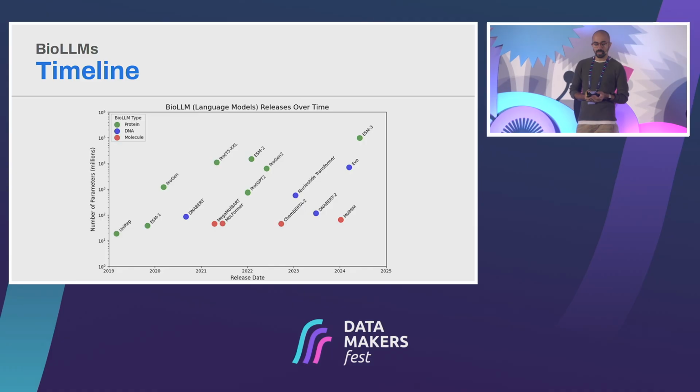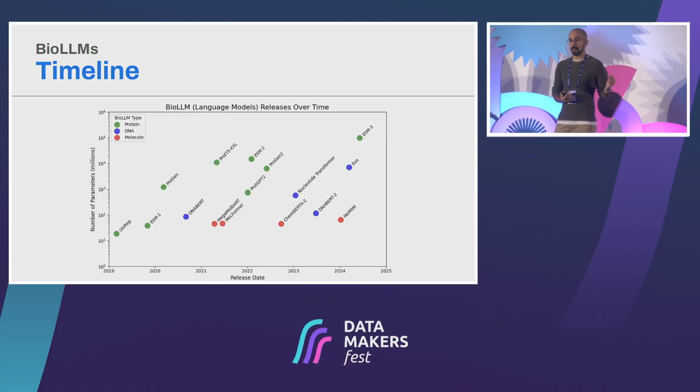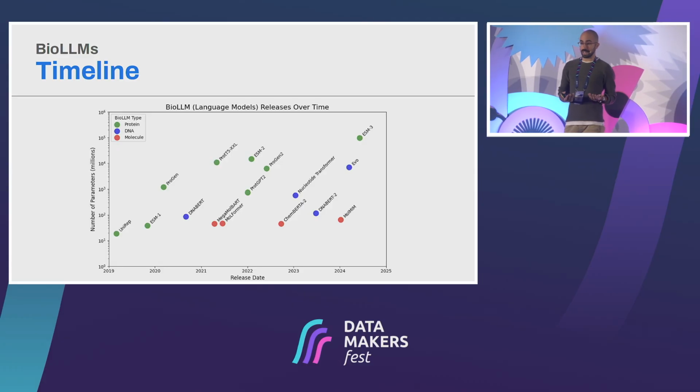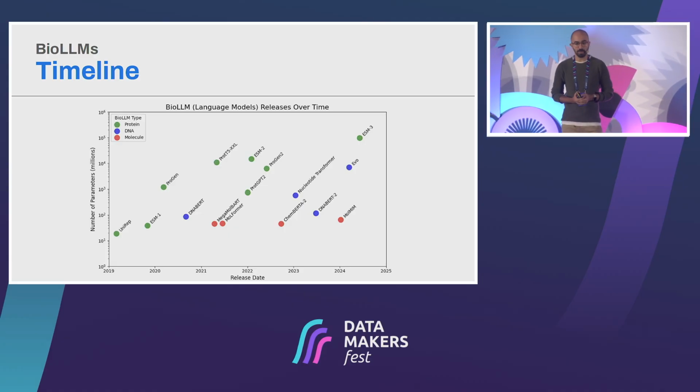I think there are a couple of interesting insights that we can extract here. One of them is, as expected, that the number of parameters has been growing, as we see with LLMs. It's also interesting to see that proteins seem to be the hottest language, with more protein language models than DNA or molecules. And there aren't really big molecule language models; they are all more or less below 100 million parameters.